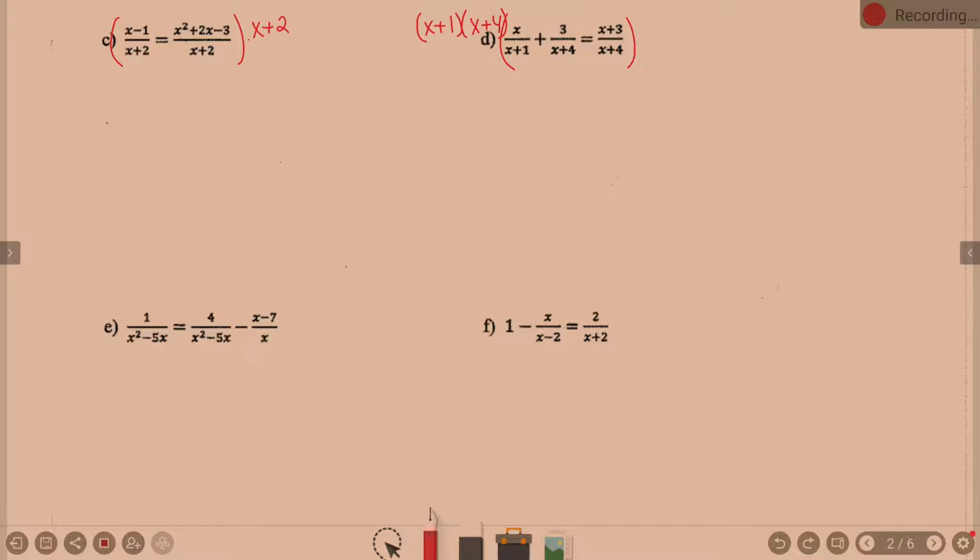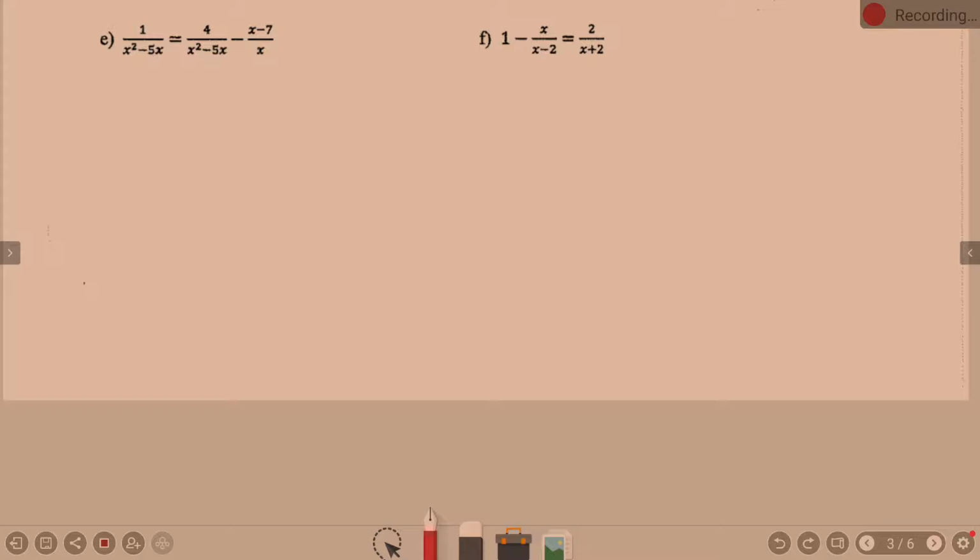And as always, what has to be our first step? We have to factor our denominators. C and D didn't need factoring. E needs factoring. However, I have it on the next screen as well. That gives me a lot more space. I like this better. Okay, factor. X squared minus 5x. How does x squared minus 5x factor?